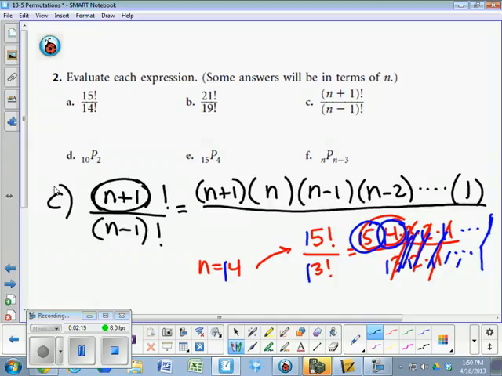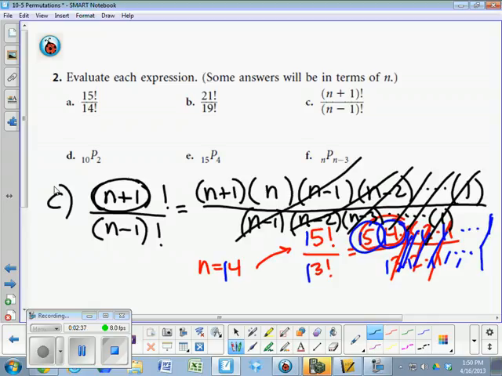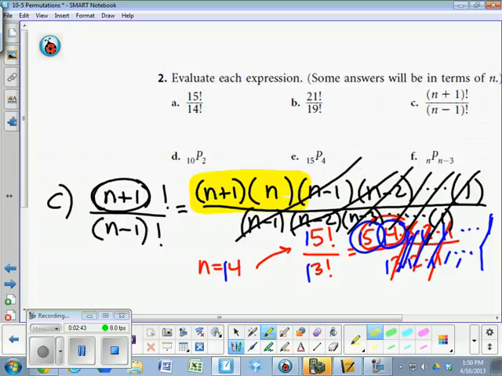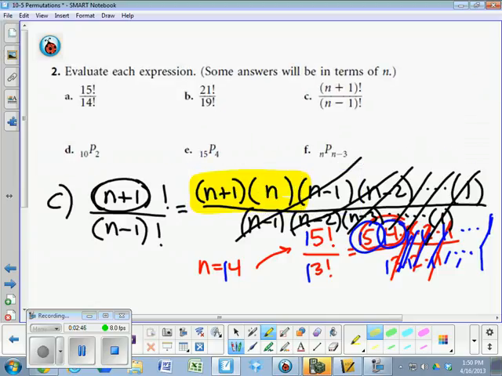Okay? On the bottom, you're starting with n minus 1 times 1 less than that, n minus 2 times dot, dot, dot, n minus 3, all the way down to 1. Who cancels? Everything. n minus 2, n minus 1. The only thing that doesn't cancel is n plus 1 times n. So that is your final answer. n plus 1 times n.